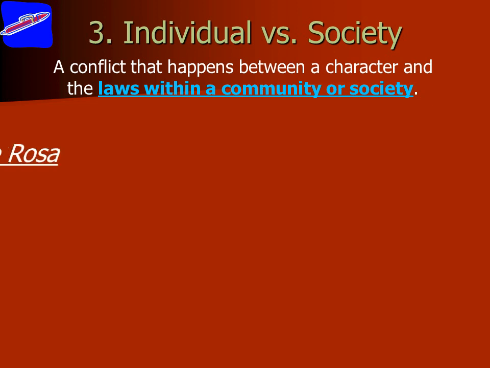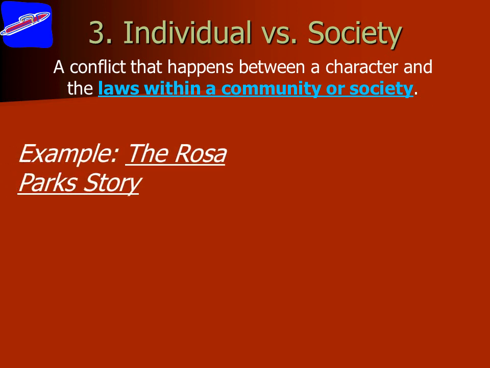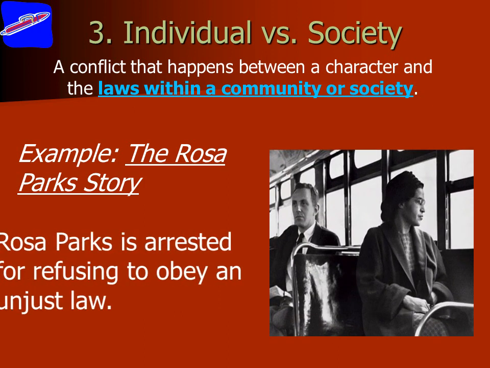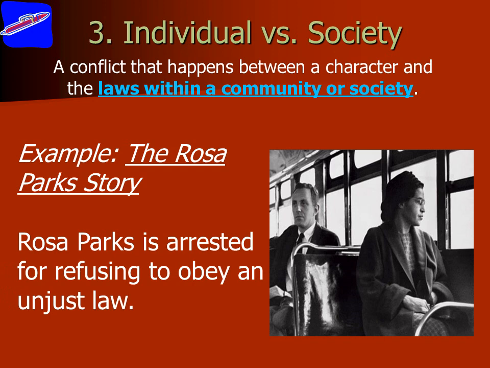An example might be the Rosa Parks story. In this case, Rosa Parks is arrested for refusing to obey an unjust law. As a result of that conflict, the laws surrounding segregation in the South would eventually change. This is an individual versus society conflict.